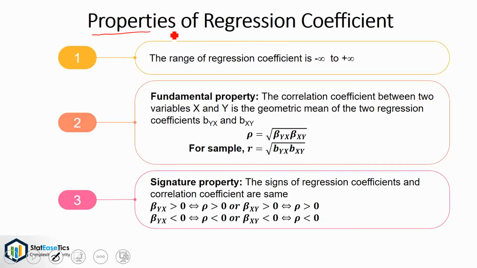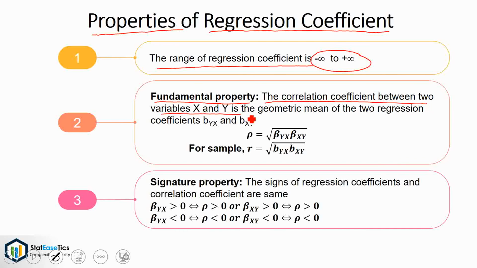Now let's discuss the properties of regression coefficient. The first property is that the range of regression coefficient is minus infinity to plus infinity. The second property is the fundamental property, that is, the correlation coefficient between two variables x and y is the geometric mean of the two regression coefficients beta yx and beta xy, or byx and bxy, which can be notationally written as rho is equal to root of beta yx into beta xy, and for sample r is equal to root of byx into bxy.